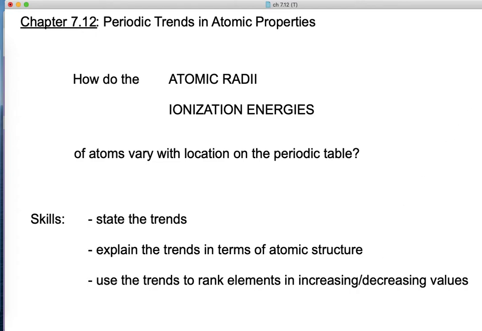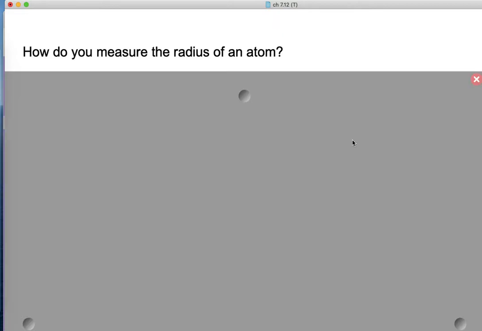So let's begin with atomic radii. The atomic radius is an approximate measure of the size of the atom. So we're going to use this to compare the relative sizes of atoms of different elements. How do you measure that?